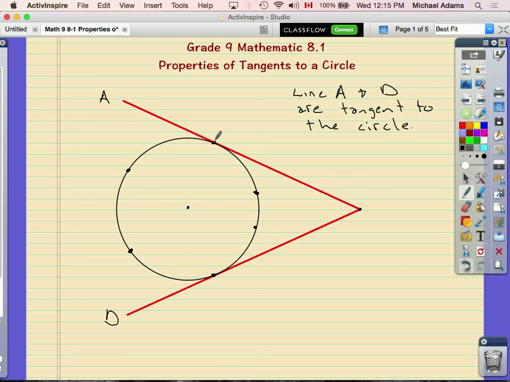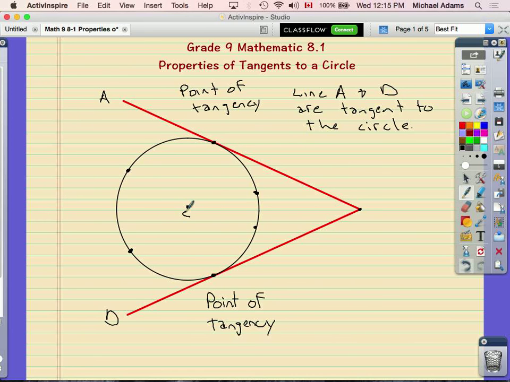Now, this point right here, where it intersects, we call that the point of tangency. And this point over here, it intersects the circle only once, so that's also what we call the point of tangency. If I can write properly, there we go. Point of tangency. Now, this was the center of our circle. I'm just going to write C for center so we know that there.